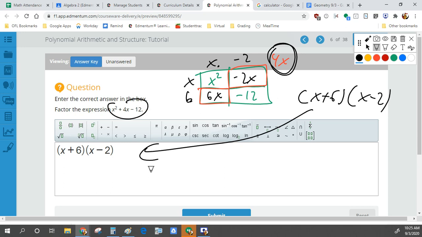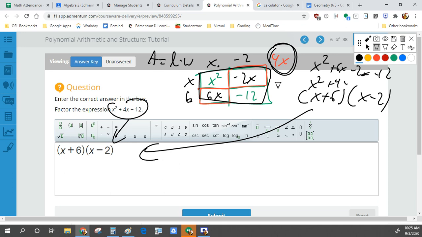In other words, this is the same thing as this. This area is the same thing as this. So area equals length times width. You guys have probably done this in geometry or somewhere in elementary school, length times width. That's why this is the same thing as this. We're doing the lengths, x plus 6 times x minus 2. If we put these all together, x squared plus 6x minus 2x minus 12, we would get x squared plus 4x, combining these two, minus 12.